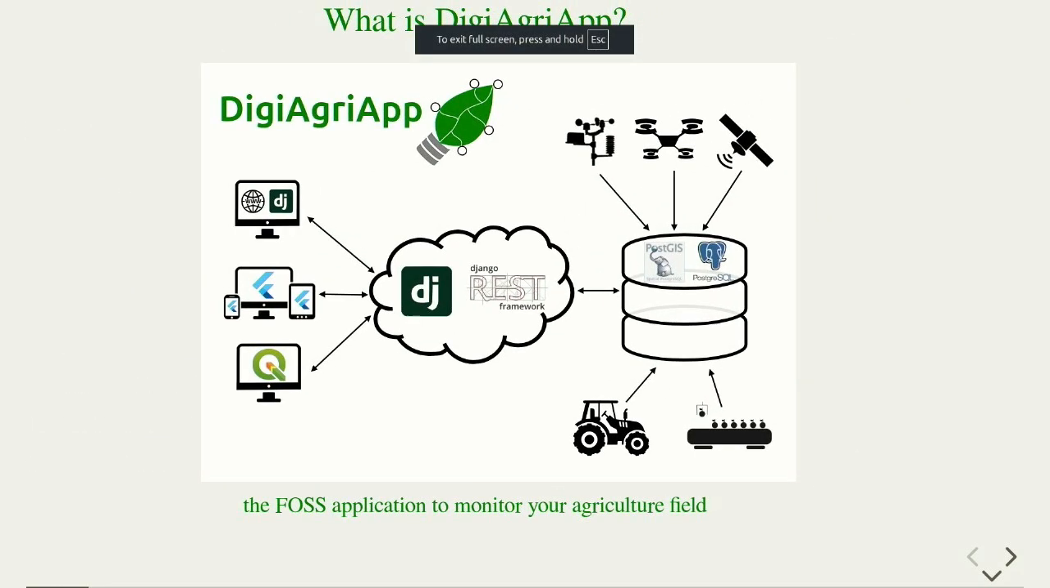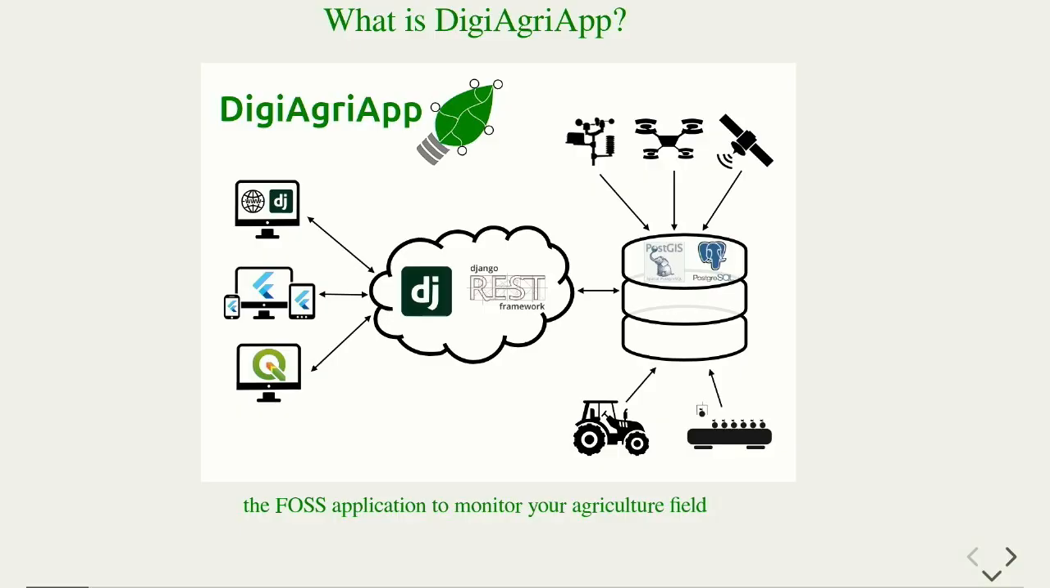So what is DigiAgriApp? DigiAgriApp is a client-server application with a multi-platform client. It's based entirely on open source solutions. We have a database managed with PostgreSQL and PostGIS. And we have a web application that is the REST API server managed with Django and Django REST framework and a lot of other smaller Python libraries.